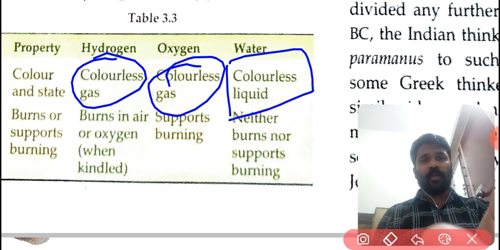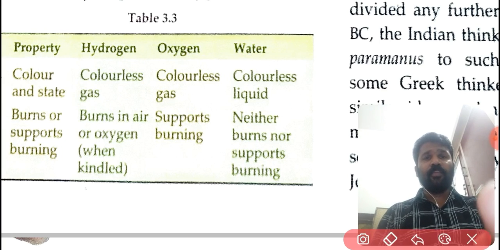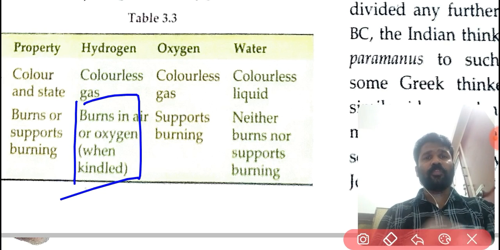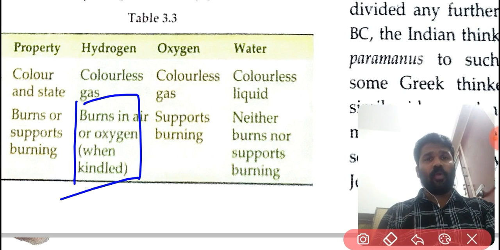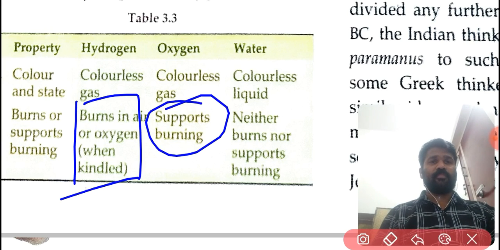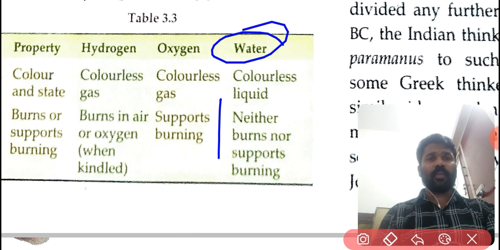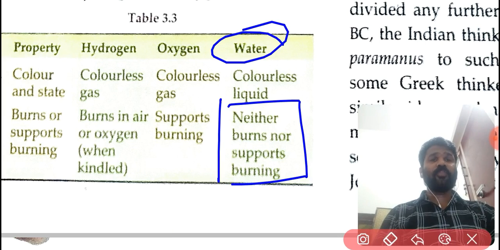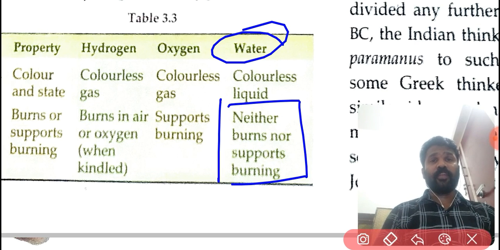And what about burning? Whether it is supporting the burning? See, hydrogen burns in air or oxygen when kindled, and oxygen supports burning. But the product we are getting, that is water, neither burns nor supports burning. So what a difference in character between hydrogen and oxygen and the water formed from them.